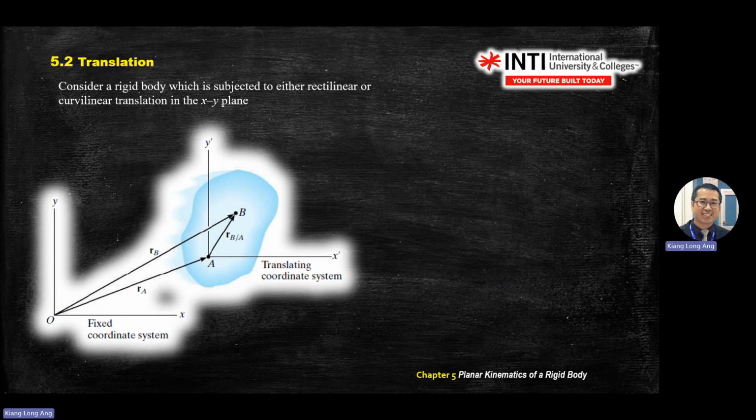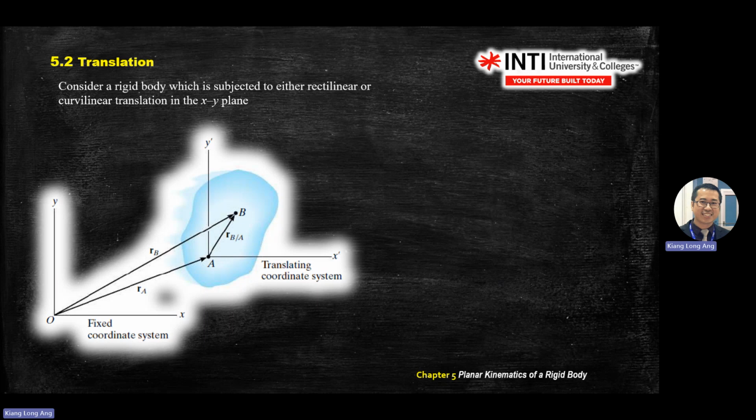So on the body itself, you are focusing on 2 points. Again, we are now in the rigid body. So for a rigid body, you have a different point of interest, no longer just 1 point, right? It can be more than 2 points. In this case, on the screen, you are seeing 2 points. So A translates from O to A. B can translate from O to B.